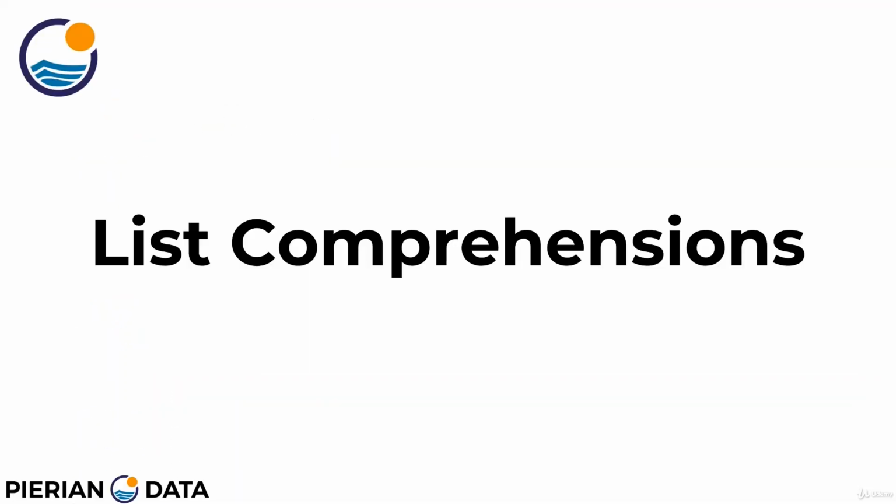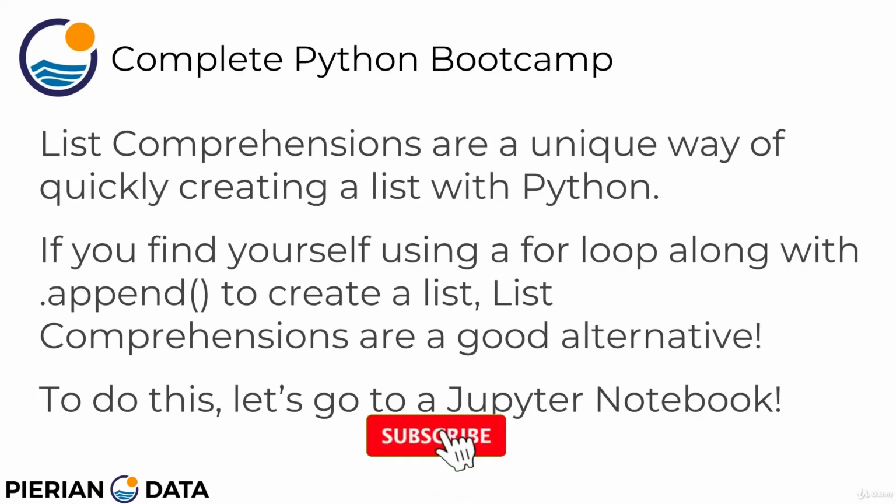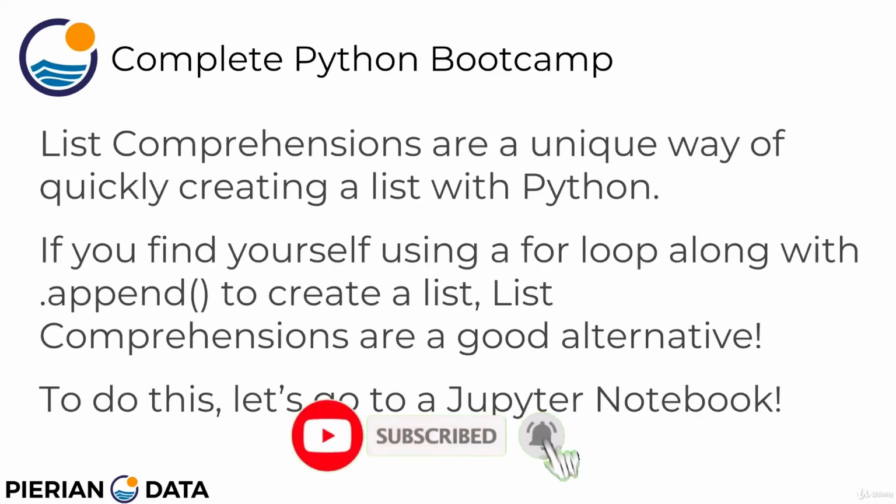Before we finish off this section and head over to your assessment test, I want to quickly discuss a concept known as list comprehensions. List comprehensions are a unique way of quickly creating a list with Python. So if you're ever in a situation where you find yourself using a for loop along with an append statement that goes over and over again through a for loop to create a list, list comprehensions are a good alternative to this method. So to show you what I'm actually talking about, let's jump to a Jupyter Notebook.